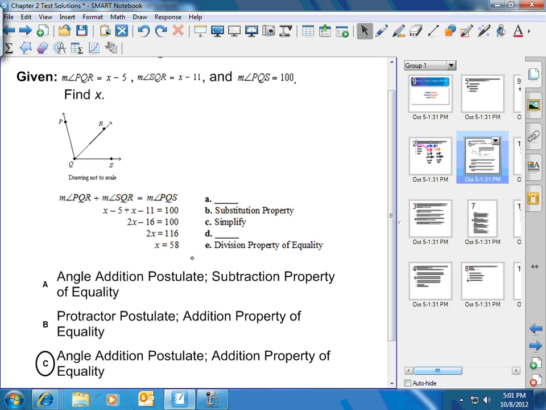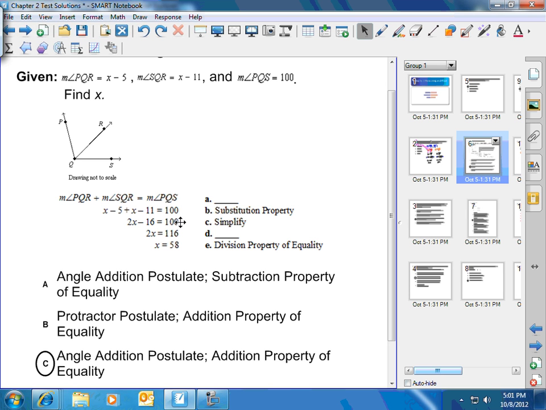So we'll start with the fact that if we have angle PQS, it's equal to the sum of the measure of angles PQR and SQR. Okay, that's the angle addition postulate that says that if 2 angles have a common vertex inside, we can add those measures of those angles together. And then, they're going to continue to solve.